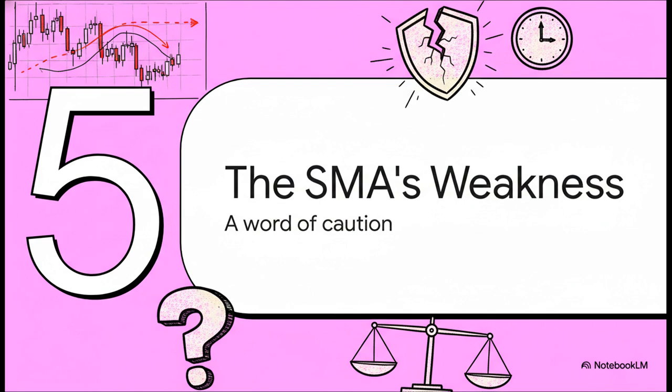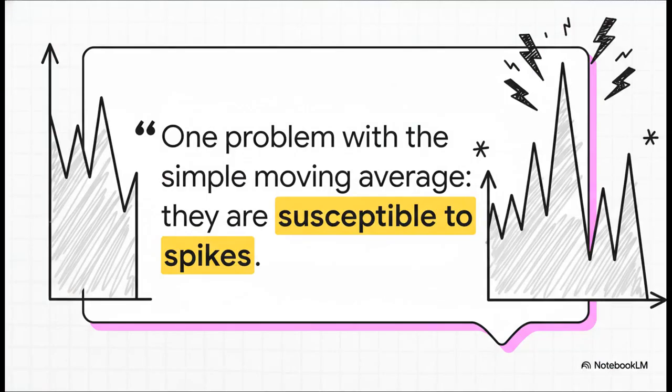But look, no tool is perfect, right? And the SMA has one pretty big weakness that you absolutely need to know about before you start relying on it. The source material puts it perfectly. The SMA's biggest issue is that it's susceptible to spikes. What does that mean? It means a single crazy price shock, maybe from a surprise news announcement, can throw the whole average out of whack for a bit and give you a really misleading picture.